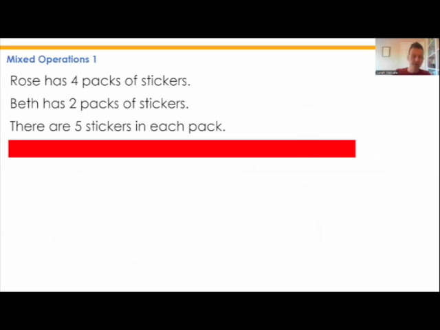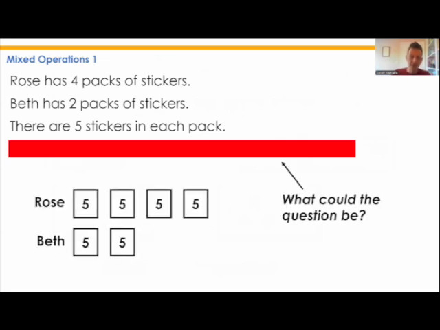So we have Rose has 4 packs of stickers. Beth has 2 packs of stickers. There are 5 stickers in each pack. And we say, well, what could the question be? Is there anything else it can be? And the children are coming up with different possibilities of what the questions could be, given this information. And then we have a visual that supports with that as well. So again, what could the question be? Children come up with different possible questions.